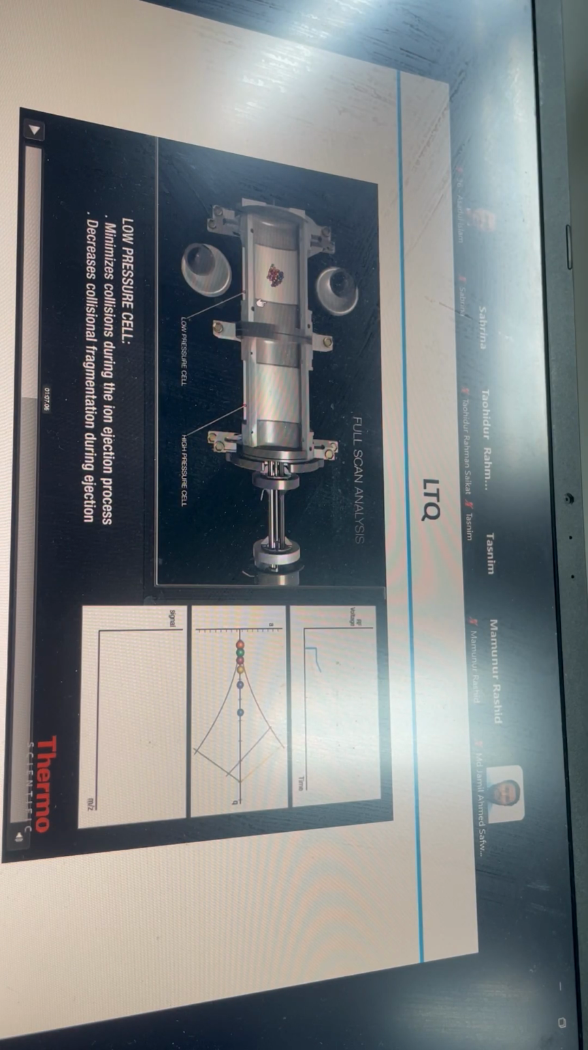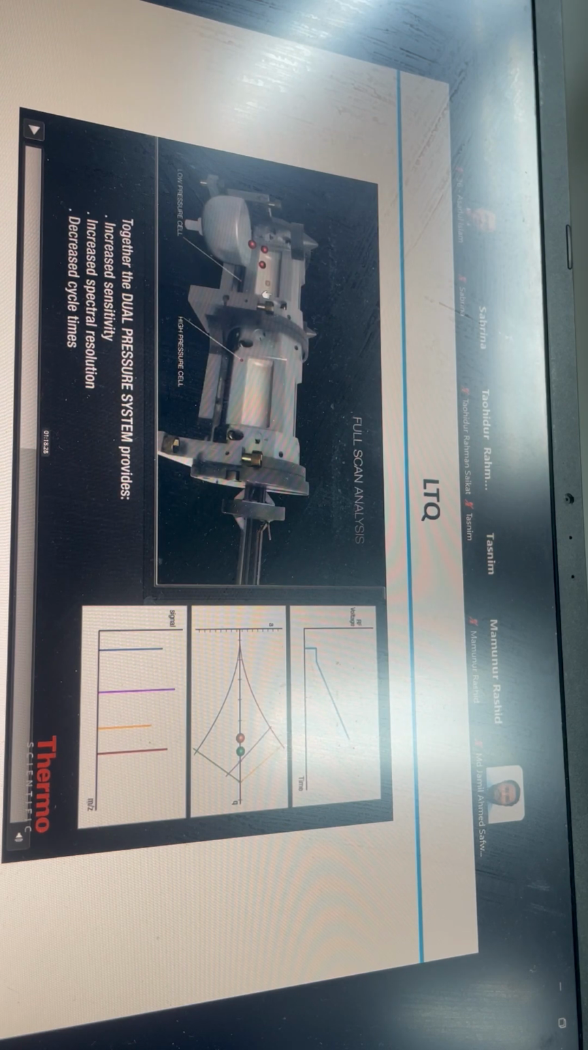So you see the low pressure cell and the high pressure cell. At the beginning you have the high pressure cell, and then you have the low pressure cell. This is where they separate the two ion traps. These are ion traps actually. Then from the trap the ions are moved to the electrode, the detector. This is the Faraday cup, and then you can see all the abundance.